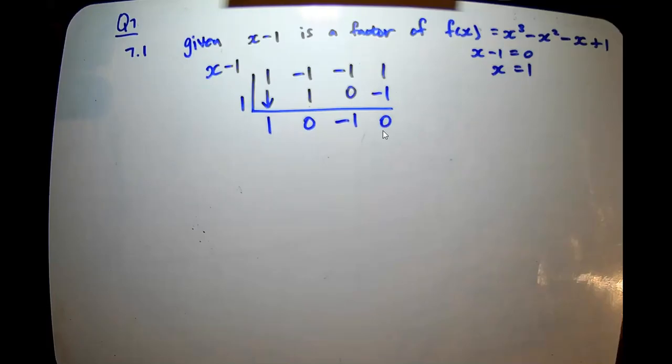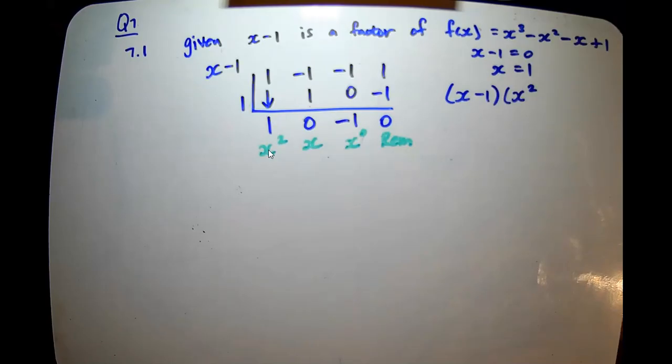This means that the remainder is 0. X minus 1 is a factor. True. It definitely is. That's why we have an answer of 0 at the last place. So don't forget, we were dividing by x minus 1. x minus 1 is definitely a factor.